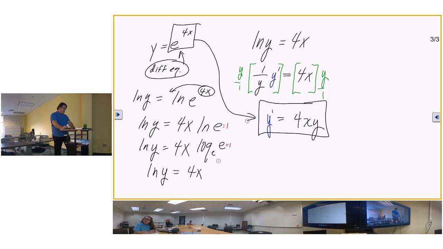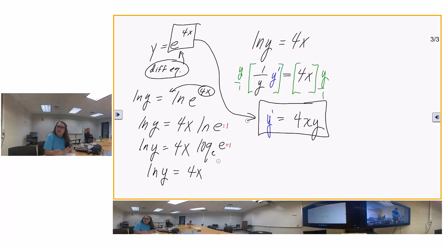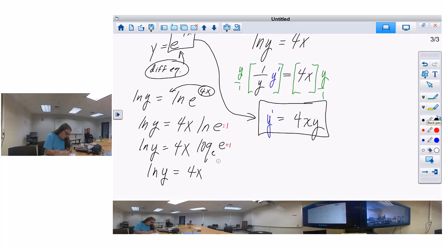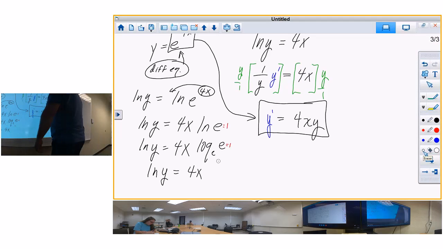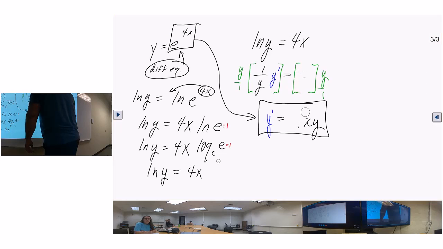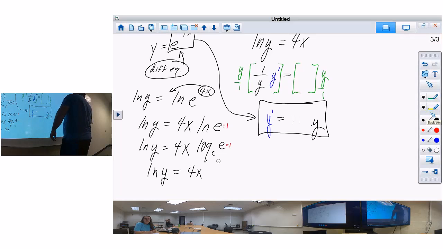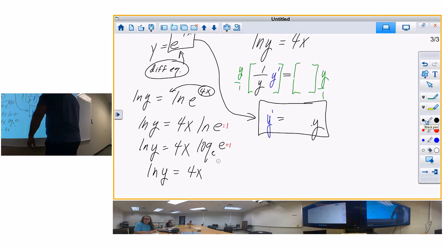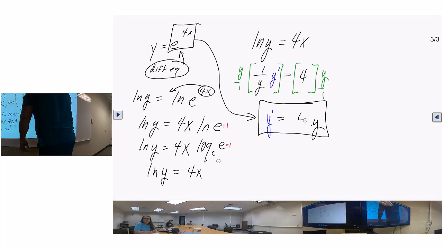When you do implicit differentiation, why is it not... Should be 4. You're right. Should be 4. Okay, thank you. Should have used my notes. Sometimes when I don't use my notes, or use my notes here and there, I mess up. So the derivative of 4x is 4. So that's going to be 4y.